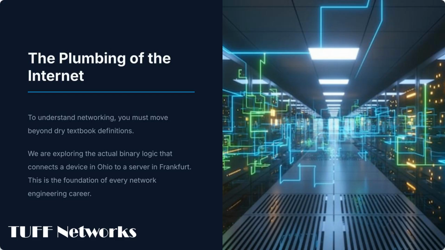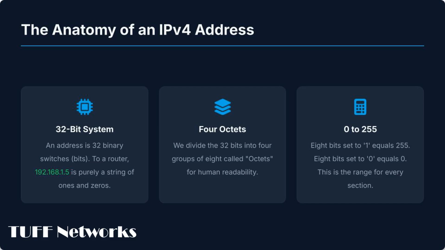IPv4 is a 32-bit address system. That means there are exactly 32 binary digits. We divide those 32 bits into 4 groups of 8. We call these groups octets. To understand subnetting later, you have to understand the binary value of an octet.